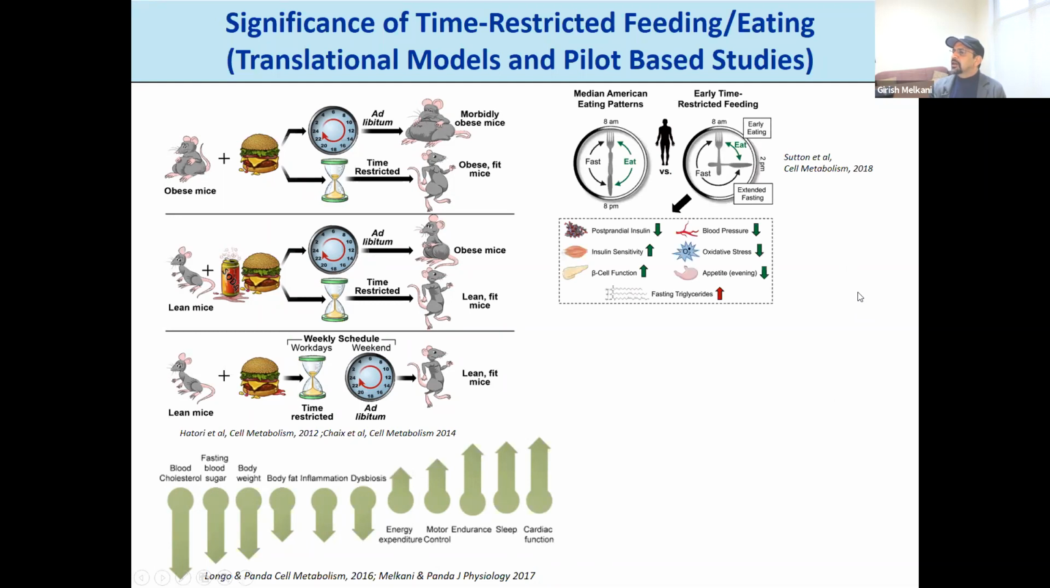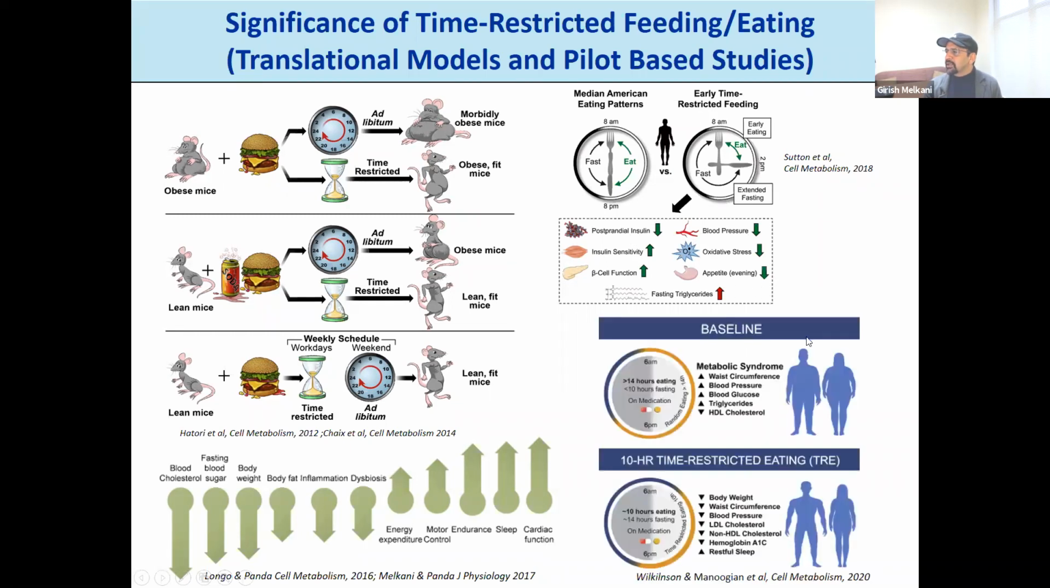So this is a paper from our own UAB, Dr. Peterson's lab. What she is doing is early time restricted feeding in human beings. And as I said in the fly model, they also show insulin sensitivity is improved under time restricted feeding, beta cell function improves, insulin is reduced, blood pressure is reduced, and oxidative stress and appetite, all these functions are improved. So that also has been shown.